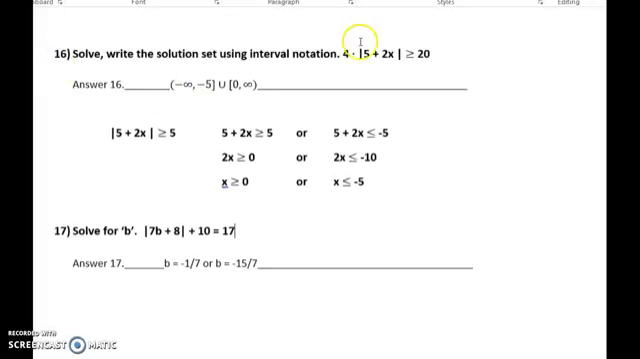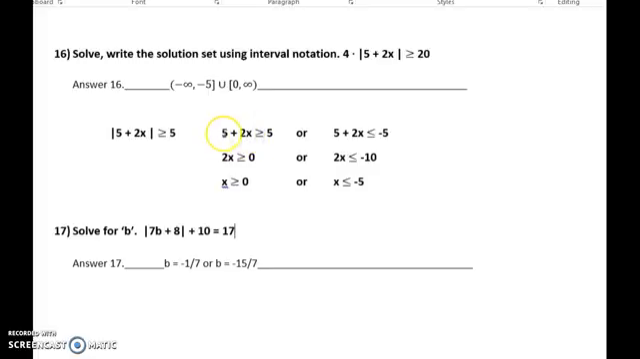For number 16, we have an inequality with absolute value. We want to get the absolute value part alone to start with, so divide both sides by 4. You'll get to here. And then to remove the absolute value bars, split it into two equations. Make sure you pay attention to the sign and the inequality for your two equations. And then solve them both.